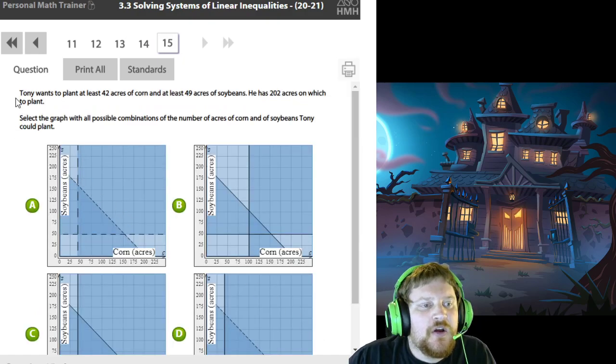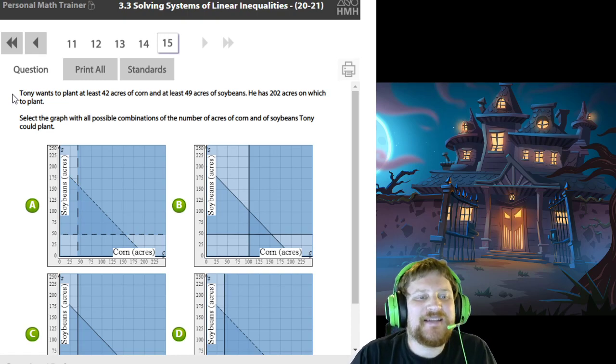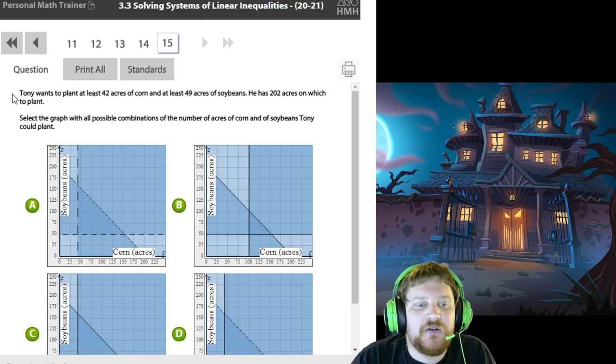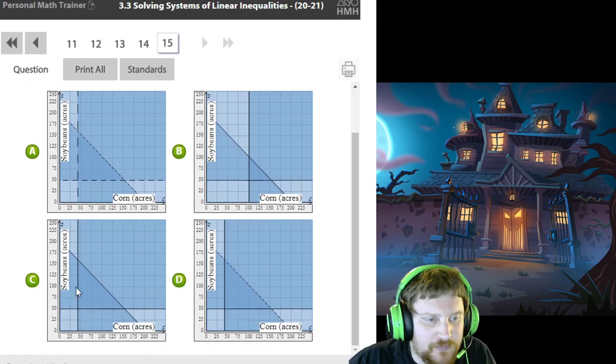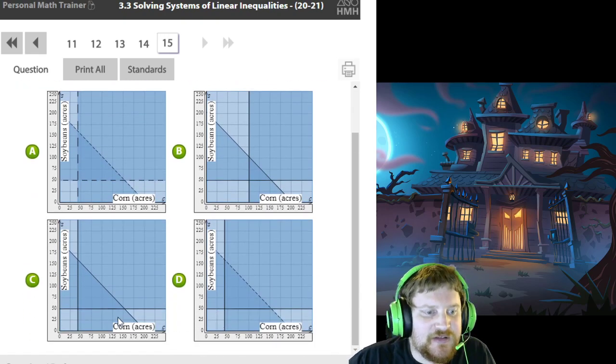Number 15. Tony wants to plant at least 42 acres of corn and at least 49 acres of soybeans. He has 202 acres on which to plant. Okay, so if he needs at least 49 of soybeans, 49 soybeans. At least.